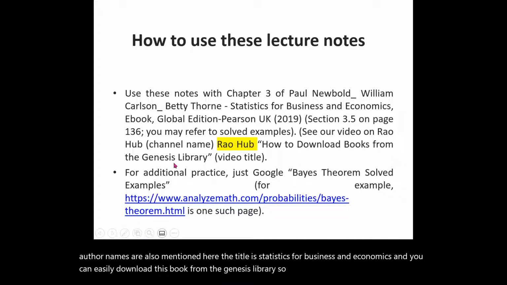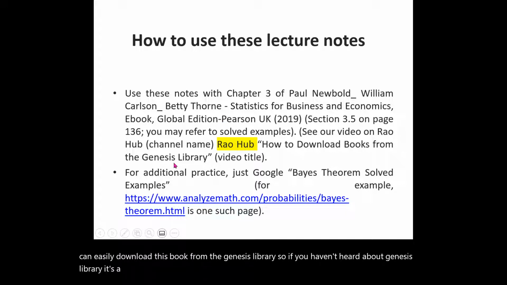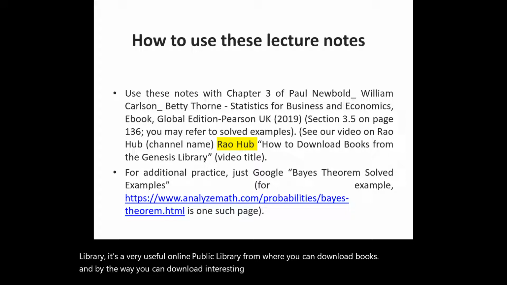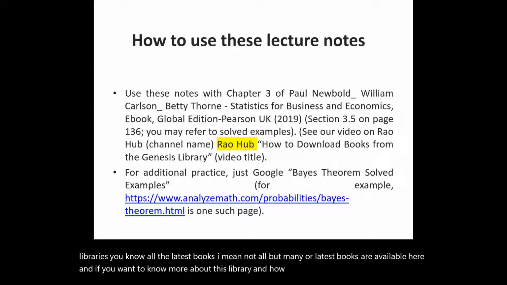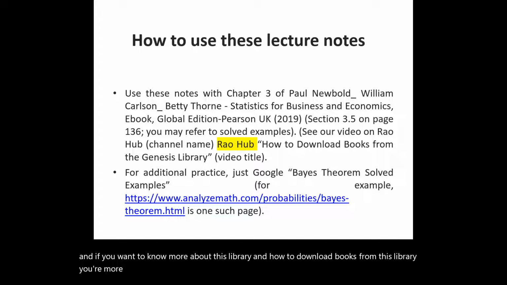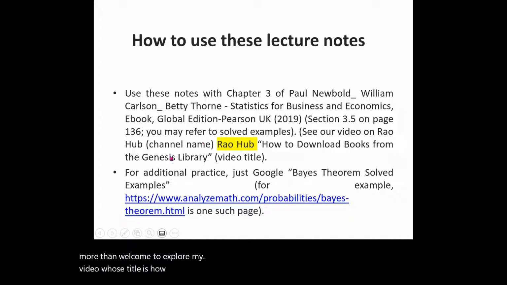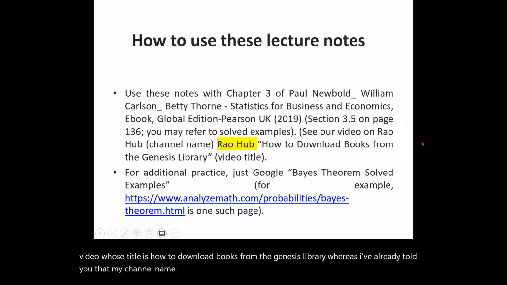So if you haven't heard about Genesis library, it's a very useful online public library from where you can download books, and by the way, you can download interesting novels as well. I mean, it's one of my favorite libraries. All the latest books, I mean not all but many latest books are available here. And if you want to know more about this library and how to download books from this library, you are more than welcome to explore my video whose title is How to Download Books from the Genesis Library, whereas I have already told you that my channel name is Rao Hub.